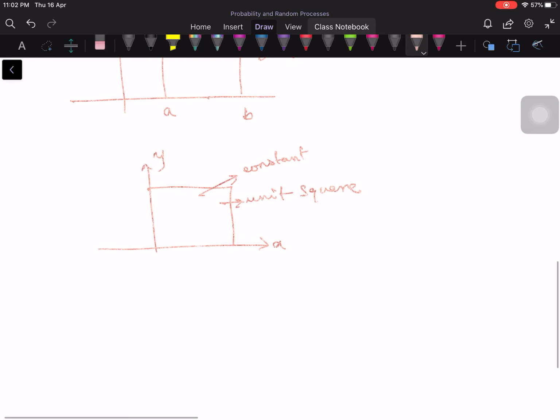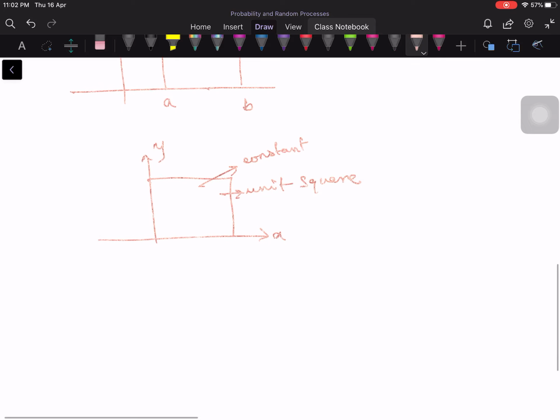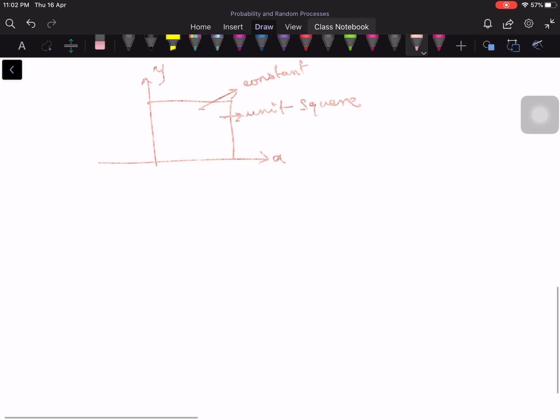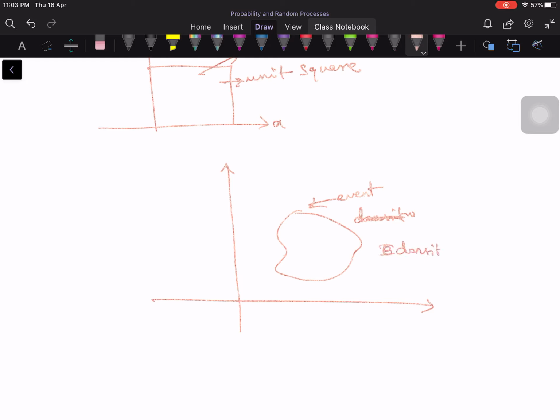Now, somebody gives us a density function, and how do you calculate the probabilities? Therefore, let me take the diagram. So I have the xy plane, and I want to find out the probability from the density function. I have the density function in this space. This is an event, and I have the density function here, the density function on the xy plane.